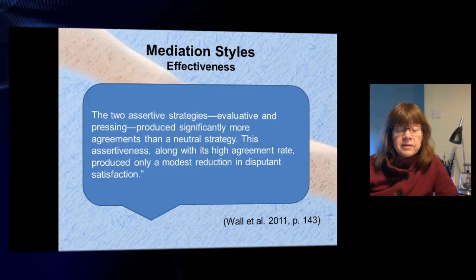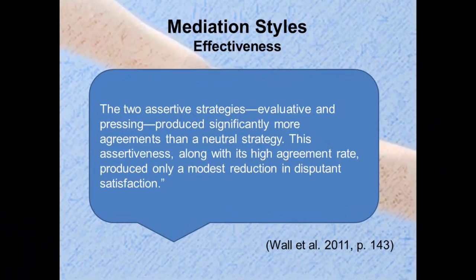Their study found that the 2 assertive strategies, evaluative and pressing, produced significantly more agreements than a neutral strategy. And this assertiveness, along with its high agreement rate, produced only a modest reduction in disputant satisfaction. And perhaps unsurprisingly, the study also found that the subject of the dispute affected the settlement rate, with mediators obtaining more agreements in motor vehicle, medical malpractice and personal liability cases than they did in contract and employment disputes.